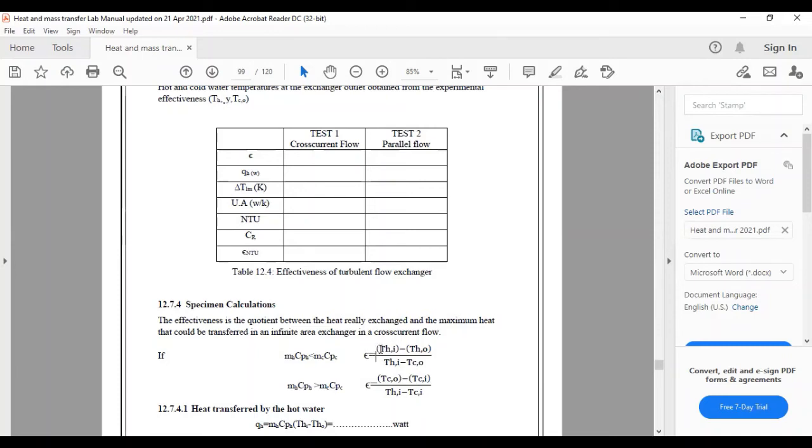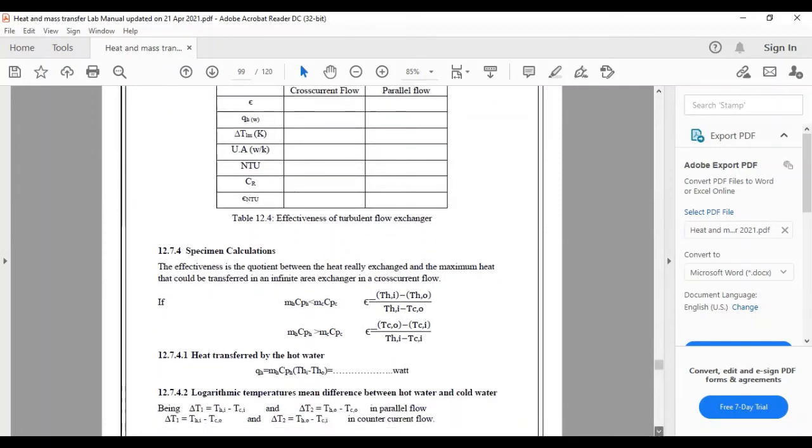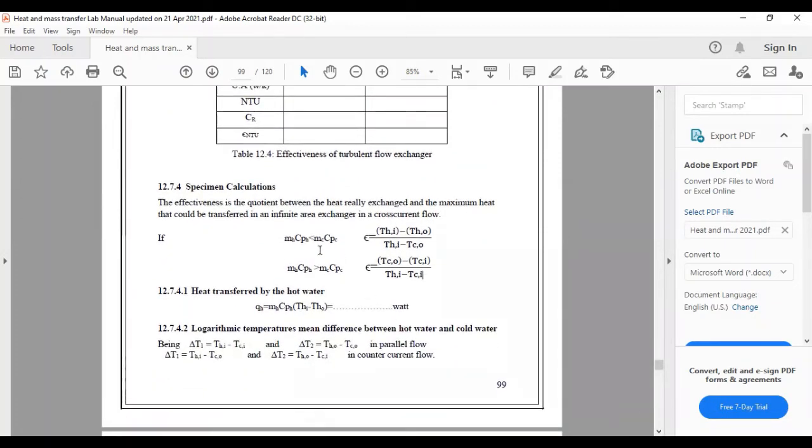So what is this value? Basically this value is THI, hot water inlet, minus TH naught, hot water outlet, divided by THI, hot water inlet, minus TCI, cold water inlet. And if you use this other formula, then this is TCO, cold water outlet, minus TCI, cold water inlet, divided by THI, hot water inlet, minus TCI, cold water inlet. So you may use the values whichever is the case when you compute, and you will get this effectiveness value.